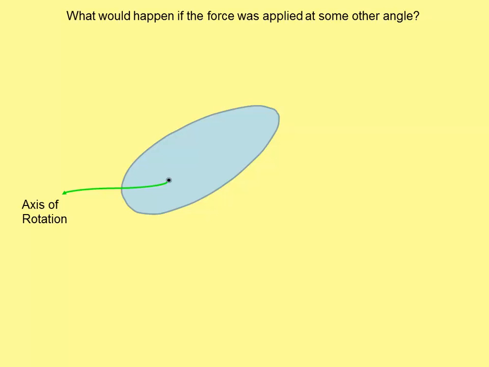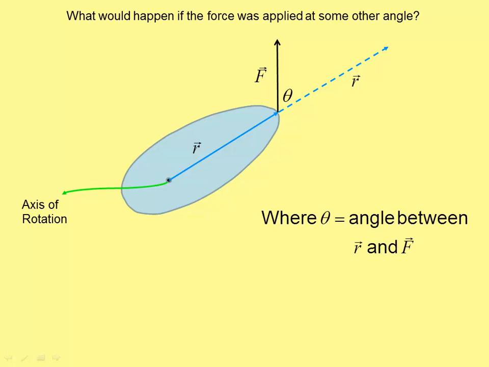Let's see. Here's a random object rotating about a fixed axis. So here's the axis of rotation, and let's apply a force just at some random angle. There would be R. If we want to see exactly what the angle is between R and F, we have to draw the diagram a little differently. We have to pick up R and move it up there. When you draw two vectors tail to tail, that is the angle in between. Right? That would be the angle in between R and F. So let's define theta as the angle between R and F. Okay? R is the distance from the axis of rotation to the point of application of the force, and F is the force. Theta is the angle in between.